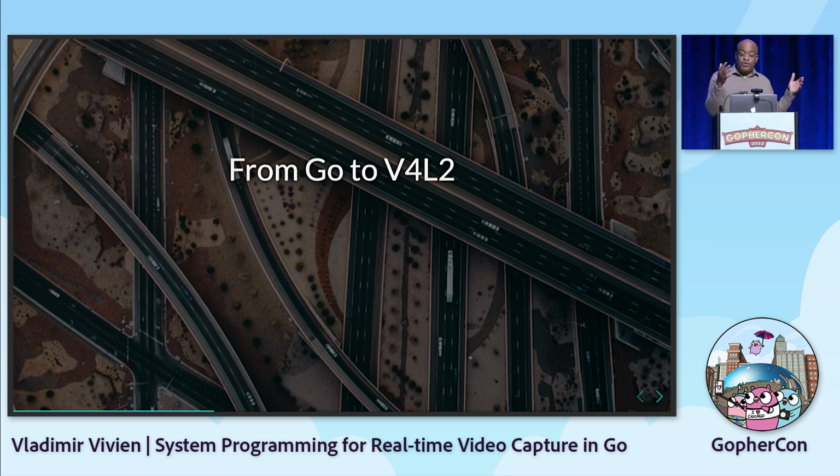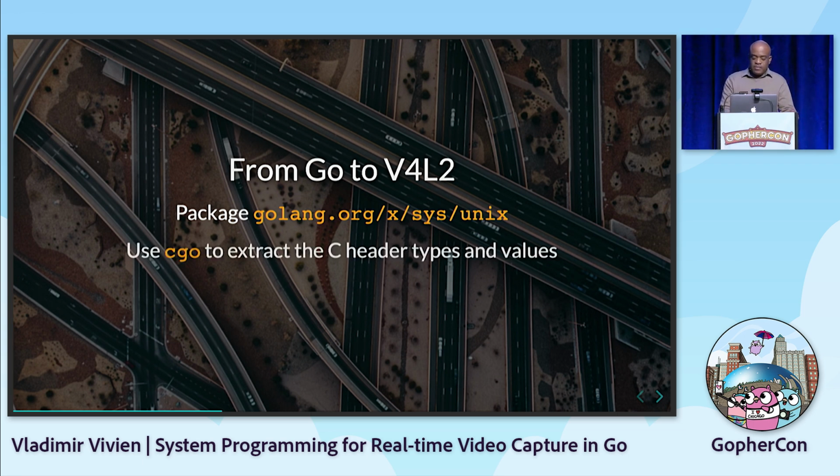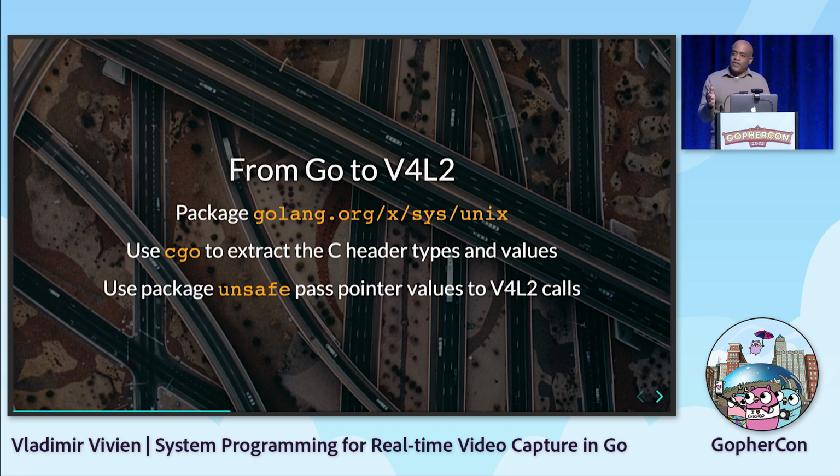Well, how do you go from Go to Video for Linux 2? Since I mentioned system calls, the first place we're going to start is the Unix package so we can make our system calls. And we're going to pepper in a little bit of cgo. Now, you may say, well, I thought we were talking about pure Go. Yes, the way I'm using cgo here is just to pull in header values and types from the Video for Linux API, and that's it. And then a lot of unsafe calls to make the magic happen, and we'll see some of that.